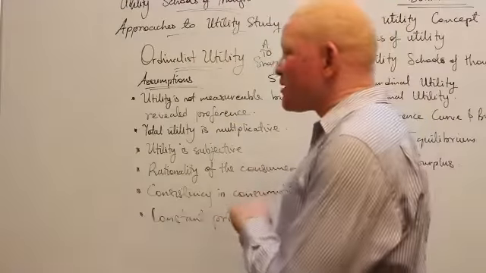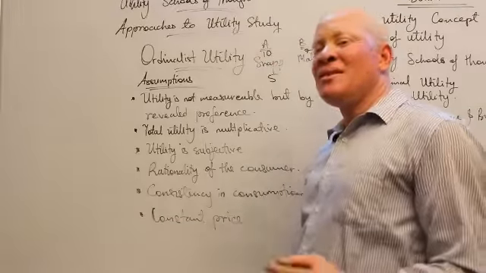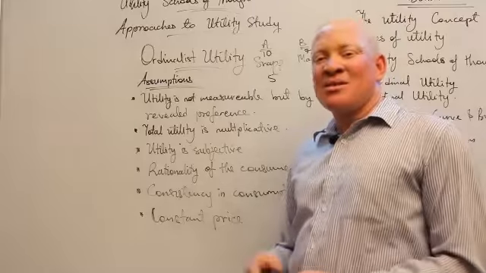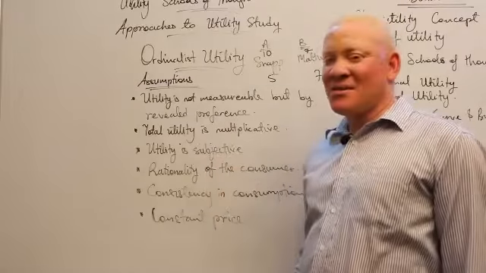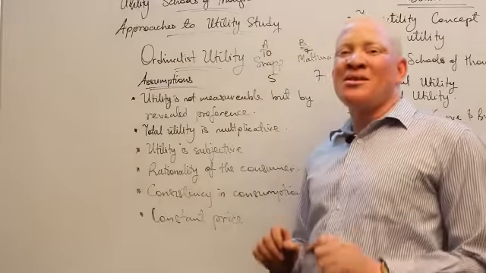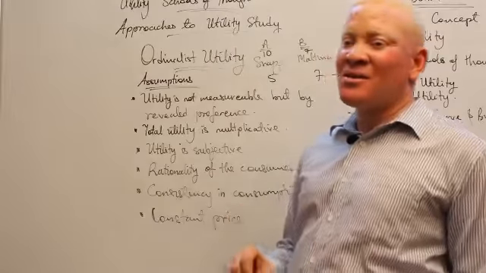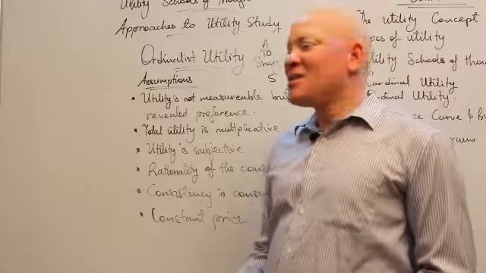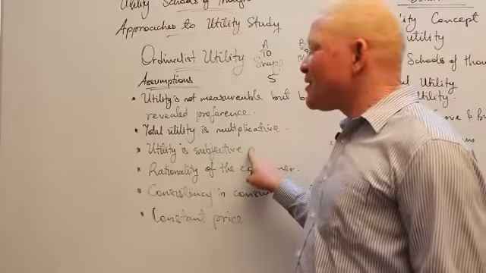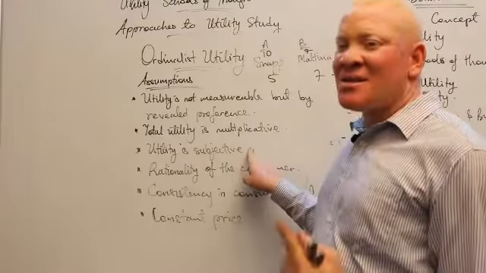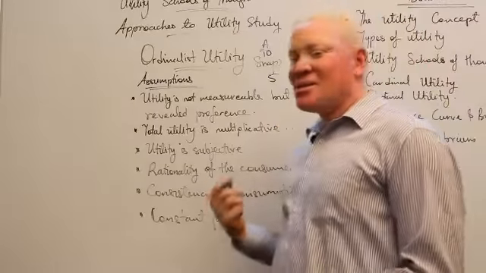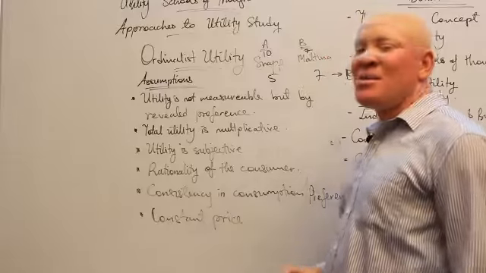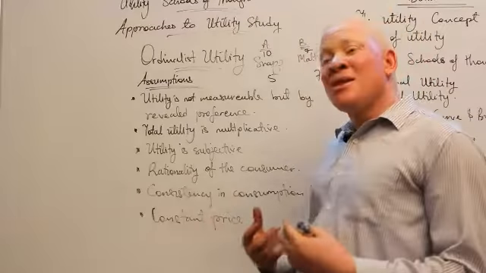Utility is subjective means that it is only the consumer that can estimate or tell how much utility he derives. 2 people consuming the same quantity or the same product, it is not possible for them to have equal utilities. That is what is meant that utility is subjective. It can only be told by the person consuming it. Then the other one, rationality of the consumer, says that the consumer makes the right decision.